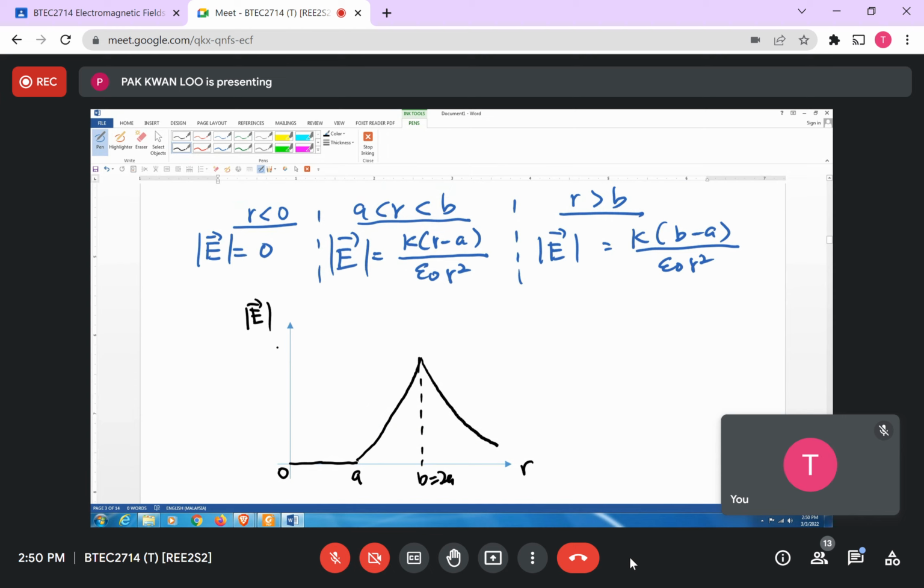So at this point, the value is supposed to be K over epsilon naught. Let's say this is 2a, so it's going to be a over r squared. Okay, so this is the value. It's basically just a sketch.